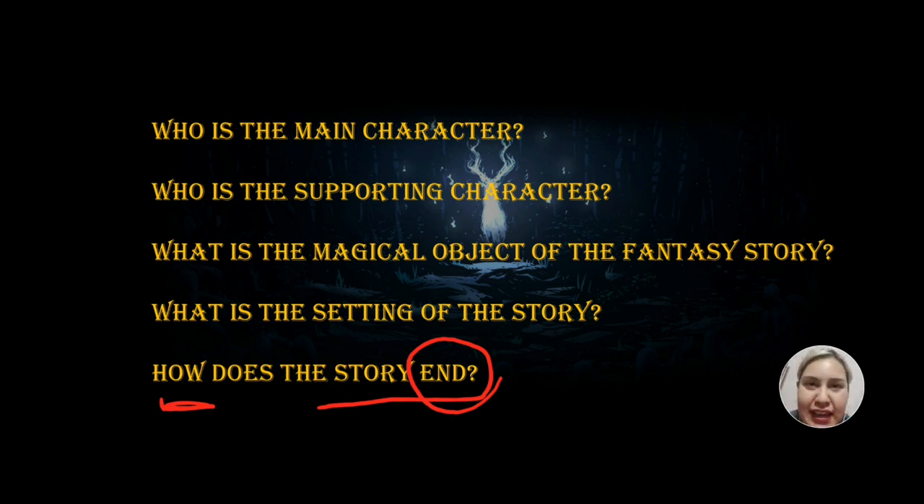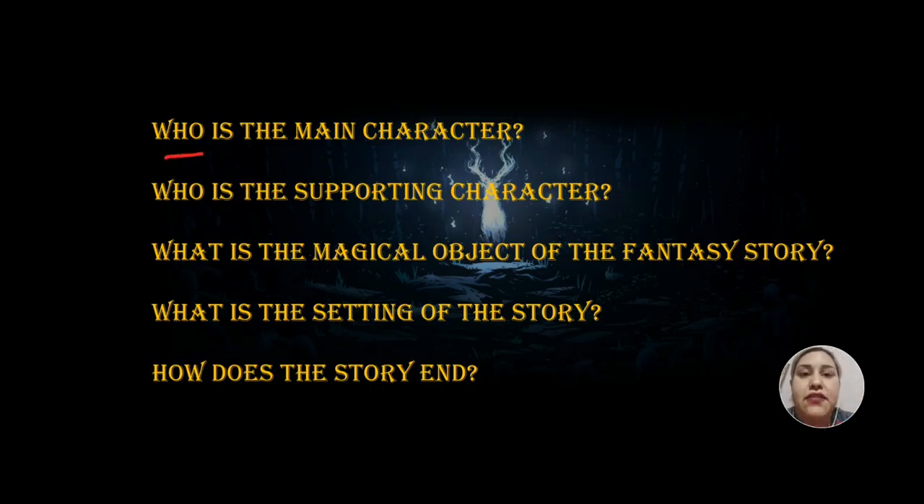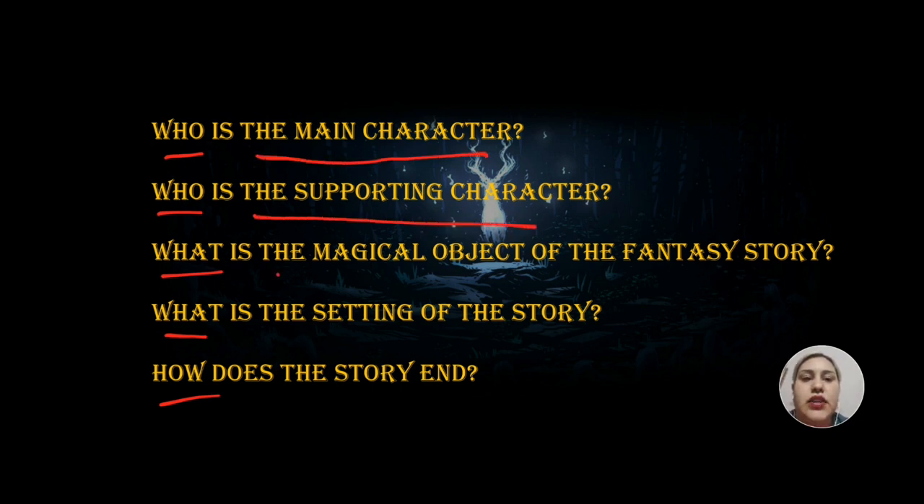Very easy, right? So remember, when you have this type of exercises, the first thing that you have to do is identify the WH question, okay? If you know the meaning of a WH question, it will be easier for you to answer the questions and look up the answers, of course. Okay? And now, the complement of the question. In this case, the complements are the main character, the supporting character, the magical object, the setting of the story, and how the story ends.